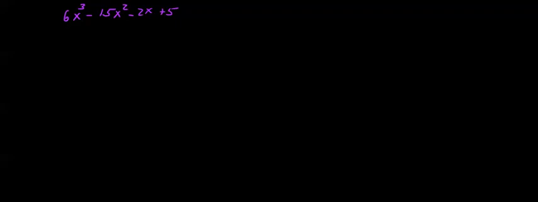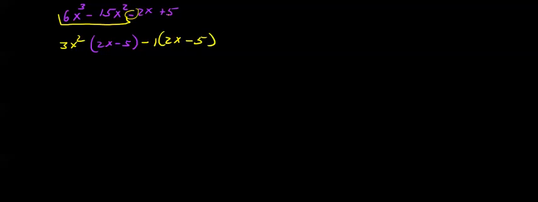We look at the first two. Common factor is 3x squared times 2x minus 5. We have a minus here, so it's minus 2x, and it's really a negative 1. Negative 1 times negative 5 is positive 5.